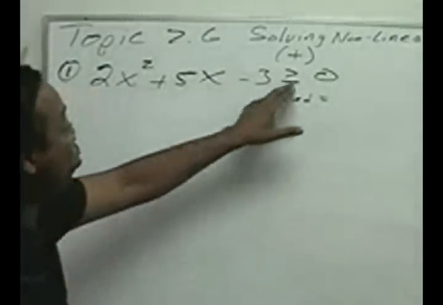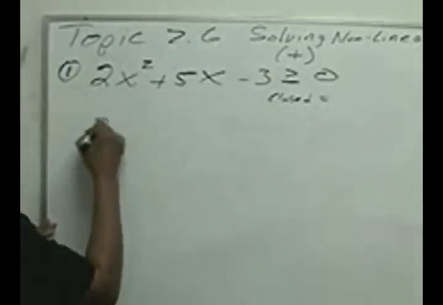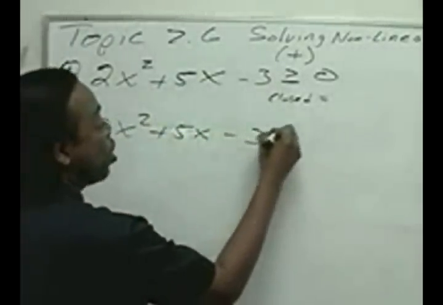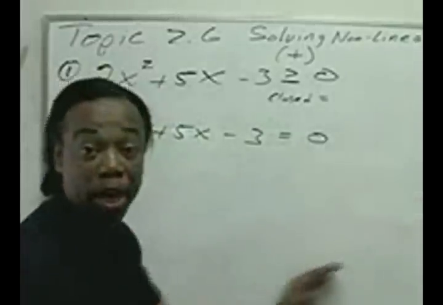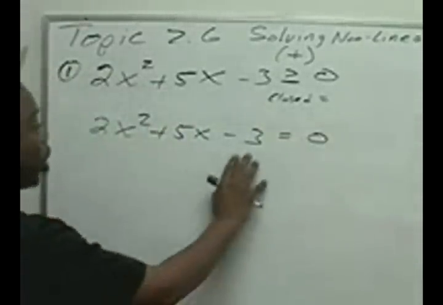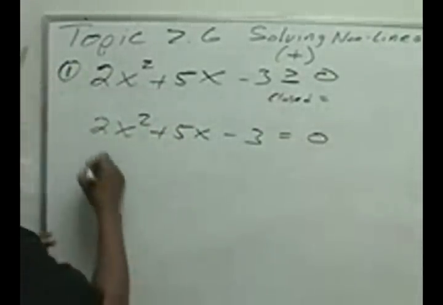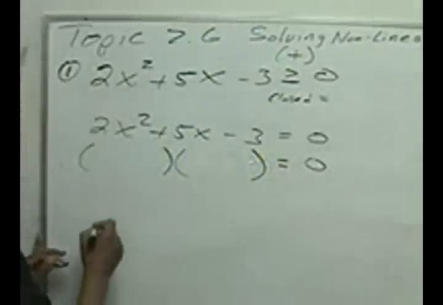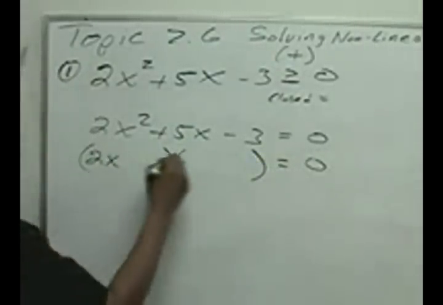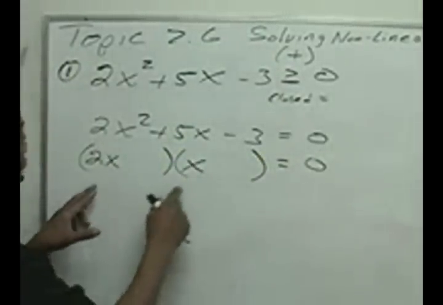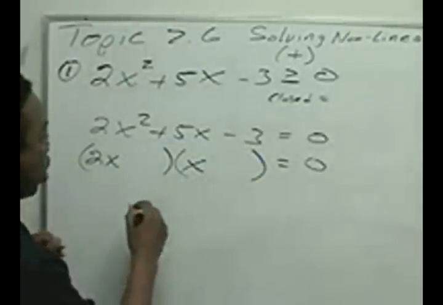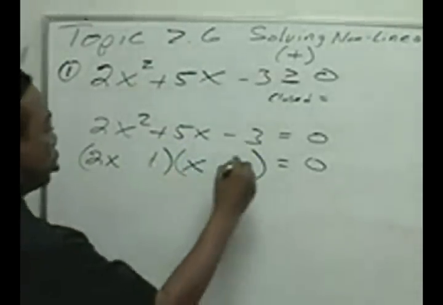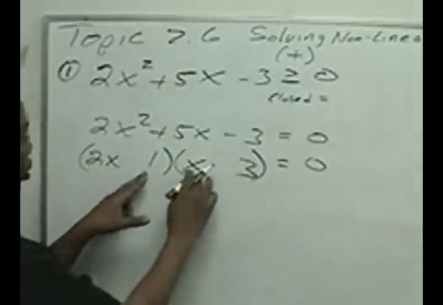I'm going to get rid of this temporarily and set this equal to zero itself and solve for x to find points along my number line. I'm going to try to solve this first by factoring this trinomial into two binomials. And I have, let's say, 2x times x. And then for the 3, let's try 1 times 3. Let's see if that works. 1 times 3, and let's check it out.